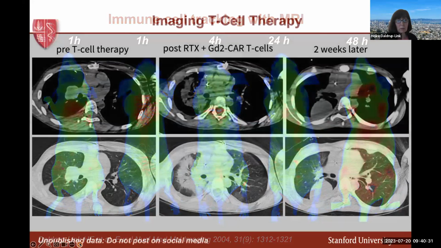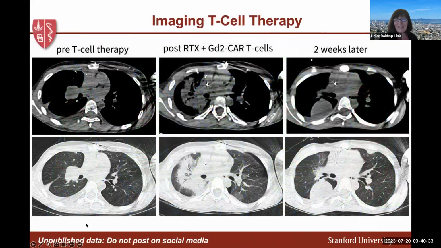And now fast forward 20 years later, we see something similar in our patients who are infused with CAR T cells. Here you see CT images of a patient with an osteosarcoma before CAR T cell therapy, after radiation, and I explain that part in a second, and CAR T cell therapy, and then 2 weeks later. This patient had a large metastasis at the right hilum, which made it difficult to breathe for the patient.